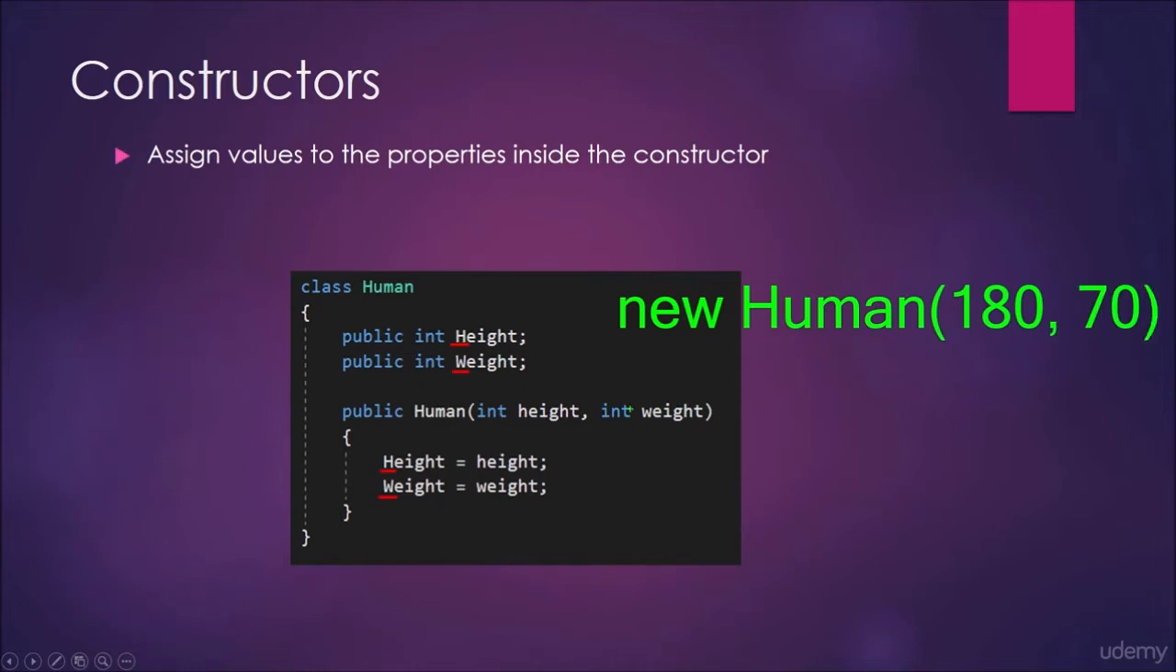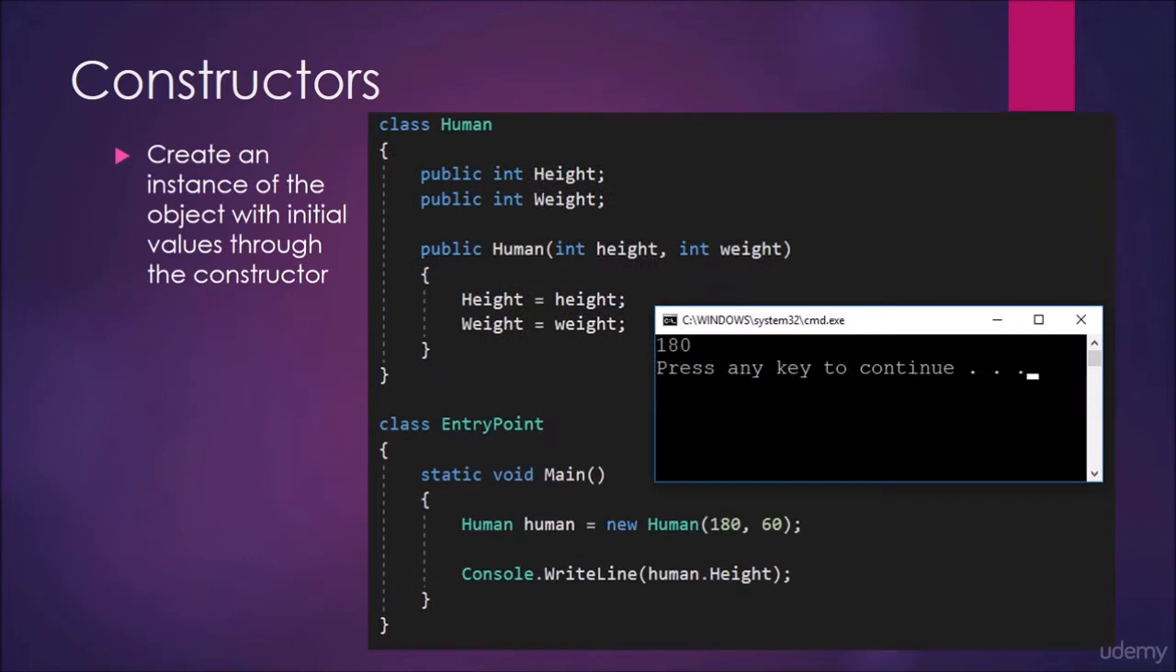When we do this, the height 180 will be passed here, and it will be assigned to height that has capital letter. So from here, it comes down here, and it goes back to this height. This is how it all looks. We have our class, we have its constructor, we have an instance of the class created with initial values given to the human class, and we use the height value of the human to print it on the console. So let's see this in action.